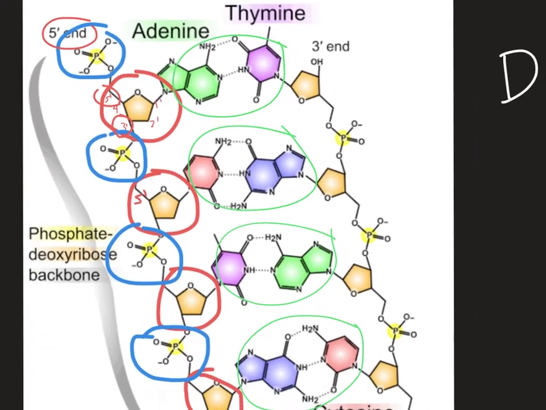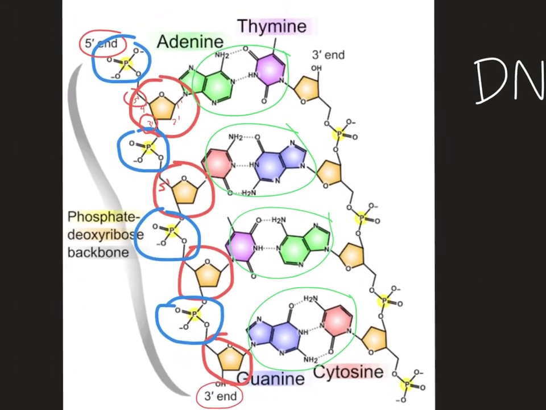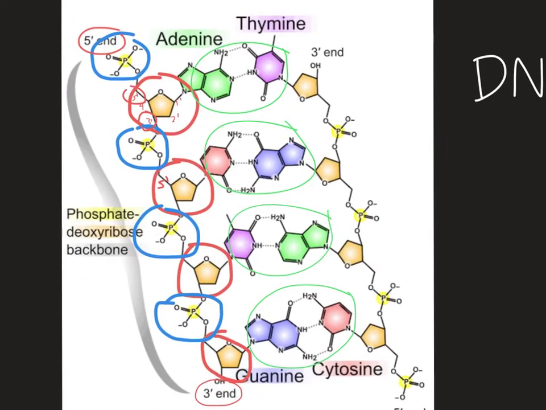There are 4 different bases, or letters if you will. Adenine, which always pairs with thymine, and guanine, which always pairs with cytosine. Cytosine is particularly important when it comes to epigenetics, so make sure to take a note of that.